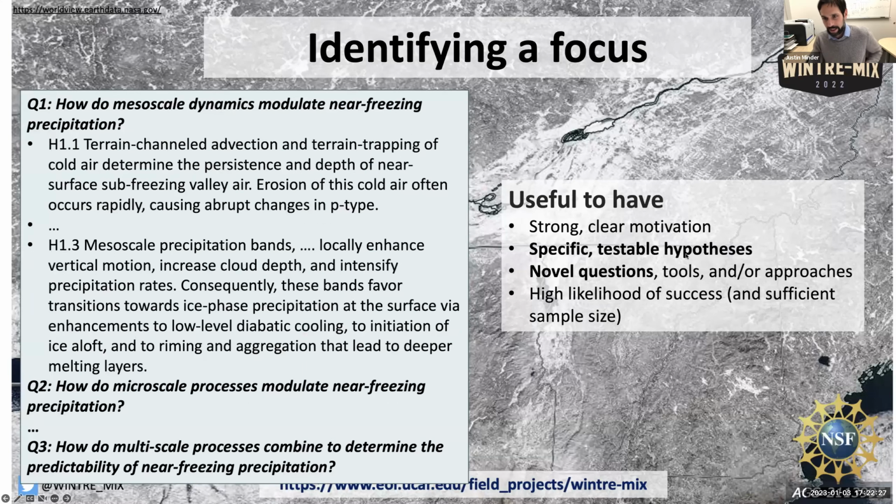And then finally, these specific testable hypotheses and novel questions. In our proposal, we listed out some broad scientific questions you see in the bold here. For instance, how do mesoscale dynamics modulate near freezing precipitation? But then underneath them, I'm just showing you a few of them, we listed very specific and testable hypotheses, such as this one, that terrain channeled advection and terrain trapping of cold air determine the persistence and depth of near surface subfreezing valley air, and erosion of that cold air can lead to abrupt changes in precipitation type. So a much more detailed hypothesis that we can potentially test and prove wrong, or find support for with our observations.